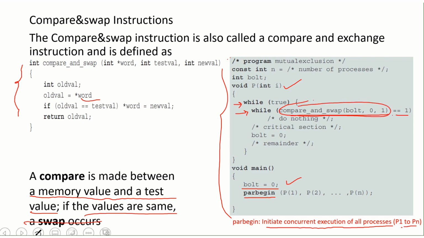From here the control will go to the function. So what is bolt now? Bolt is the location of this. If the value of bolt is 0, and the test value is 0, if they are the same, then what will it return? It will return 0 only. So this entire condition will be false, and the process can enter into the critical section.